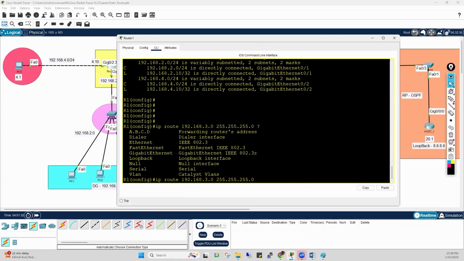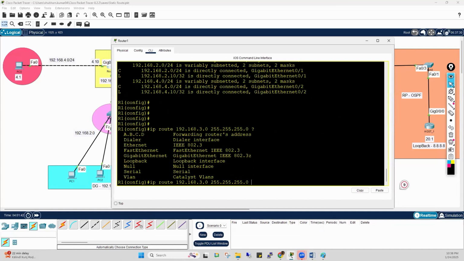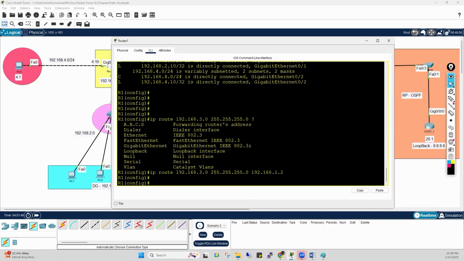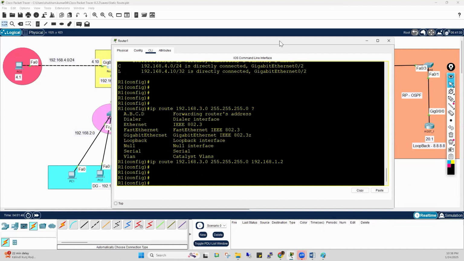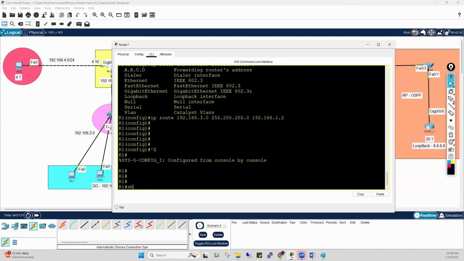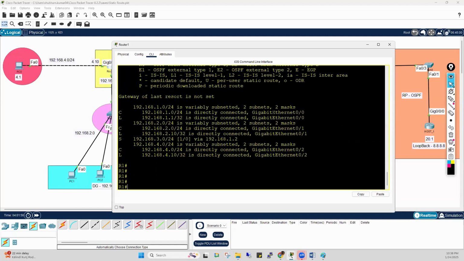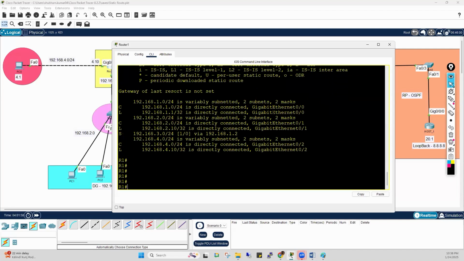192.168.3.0 is the destination network that we need to provide, because this router doesn't know 3.0. Then the subnet mask, and after that I am using the next hop. So what is the next hop, guys? 192.168.1.2. I provide this one. Now check the routing table with show ip route. Are you able to see something? Now there is an entry.